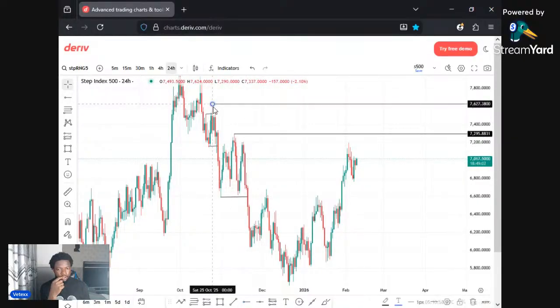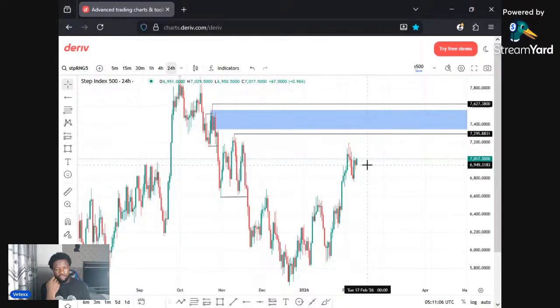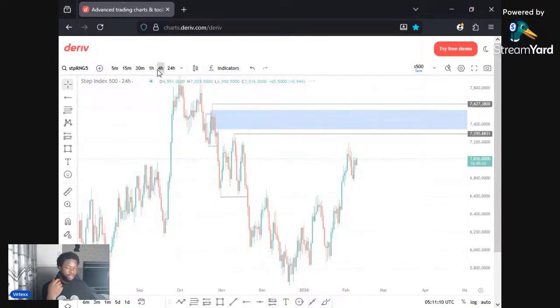Edges are what? Protected high. And these are point of interest. So we're anticipating the price to tap into this point of interest and give us a continuation. But then let's check the 4 hour time frame to see if price is reacting from any point of interest.